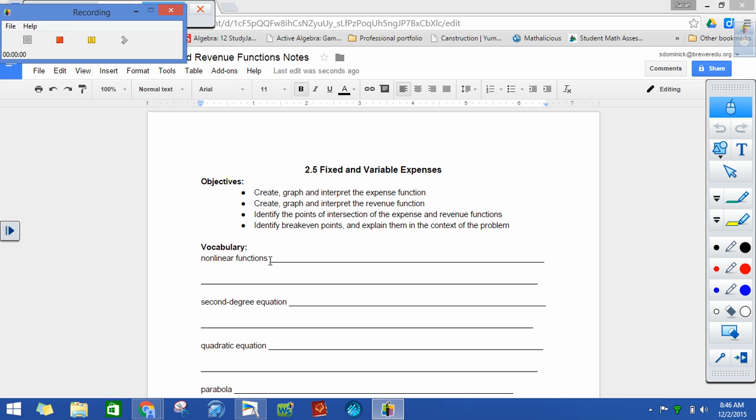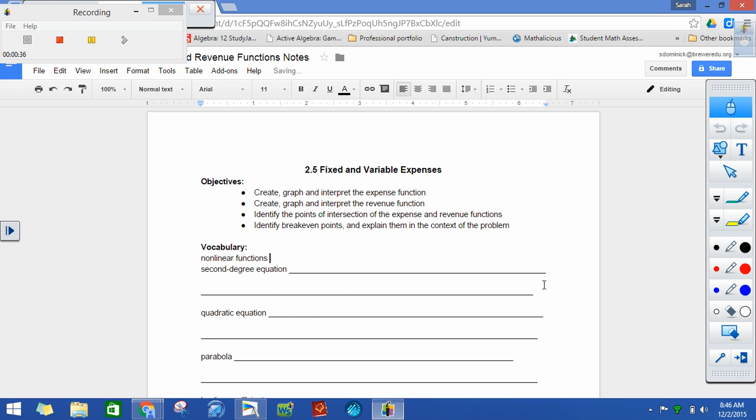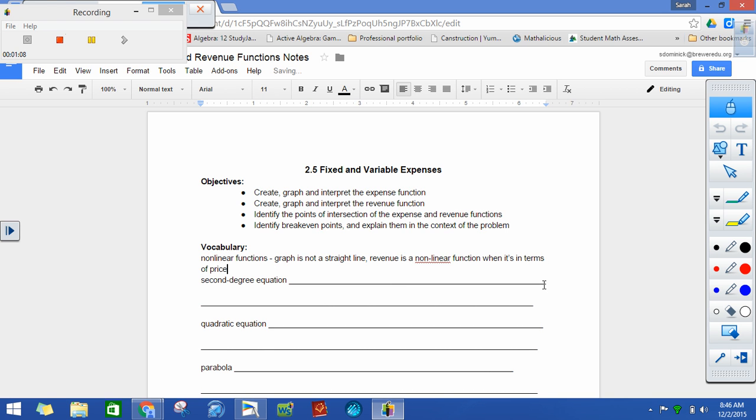Alright, so for your vocabulary, your first word is nonlinear functions. All you really need to know for nonlinear functions is that when you graph these, it's not a straight line. For this section, you need to know that revenue is usually a nonlinear function. Okay? And it's a nonlinear function when it's in terms of price. So when you're talking about price and revenue, how much money you're bringing in, it's not linear anymore.